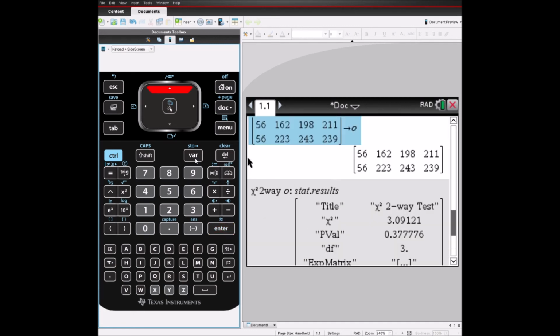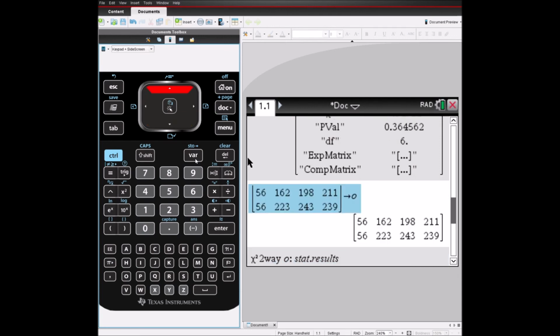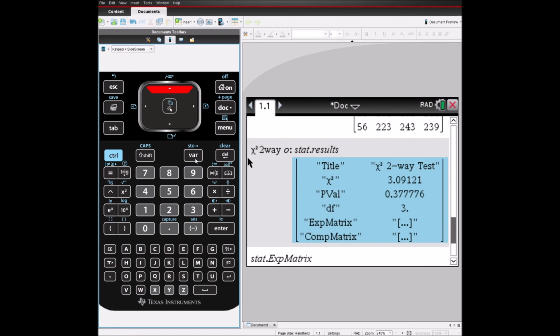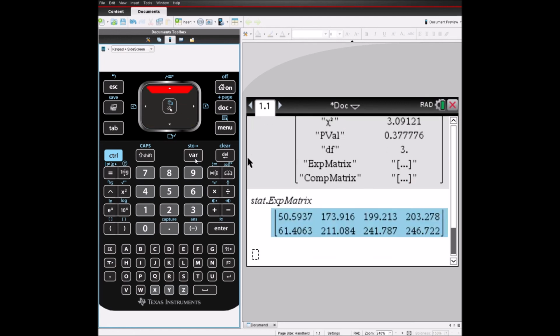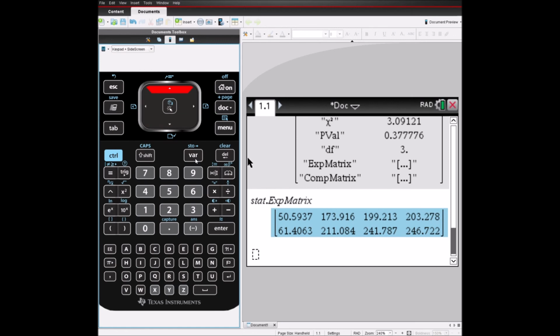The work that you have to do is type in the observed matrix first. So the observed matrix stored as a variable. Input that into your test function. It spits out the information for the results of the test. You can extract using the variables button the expected matrix, and here they are. So it's really, really quick and easy.